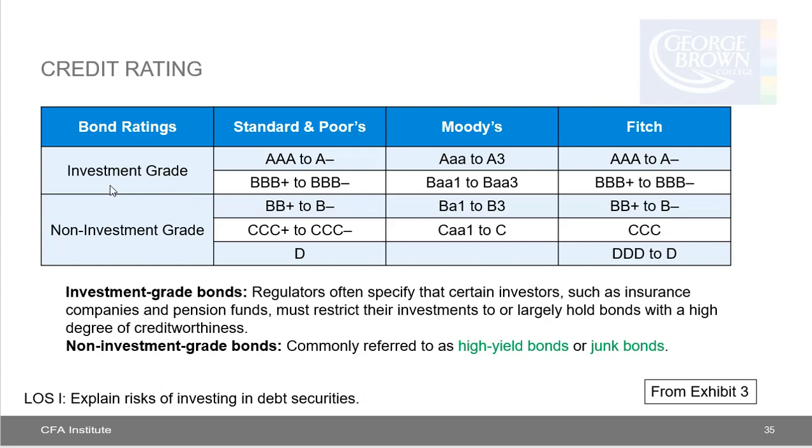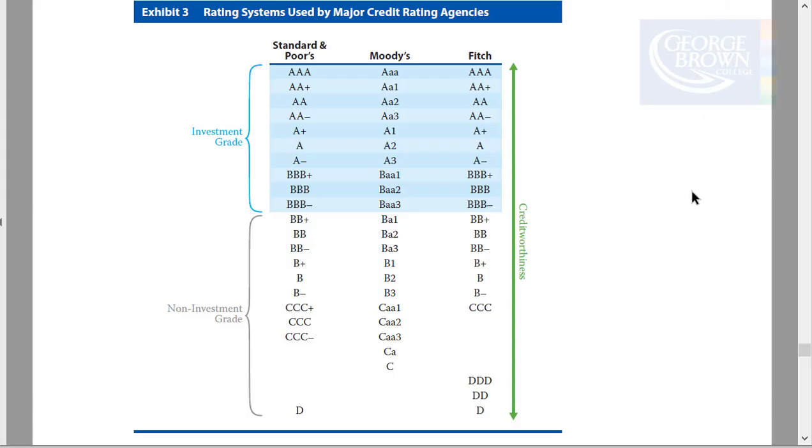So a couple of things to understand. Number one, the difference between investment grade and non-investment grade. Number two, to understand a little bit of the nomenclature. Number three, you can see that in the text, this is just a summary of the much more expanded categories, which I'll show you here in a second. So you can see this is Exhibit 3 from the text: Standard & Poor's, Moody's, and Fitch.